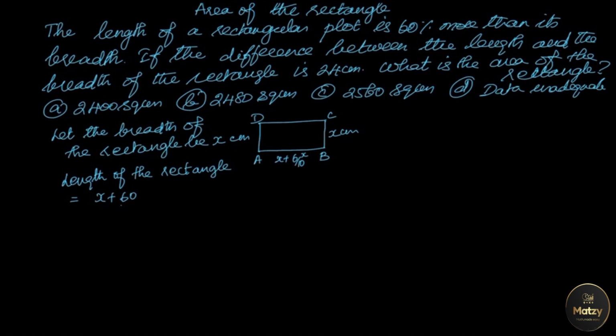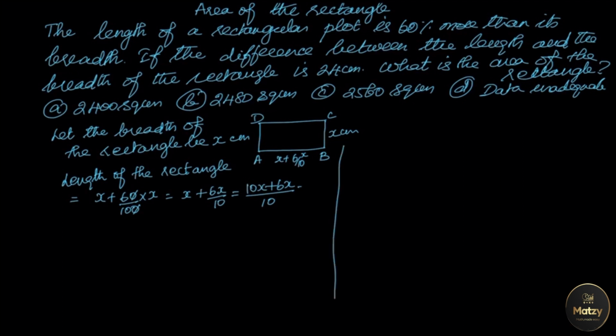So, 0 and 0 will get cancelled. So, x plus 6x by 10. I am taking LCM. LCM is 10, no? So, 10x plus 6x by 10. That is 16x by 10. That is the length of the rectangle.